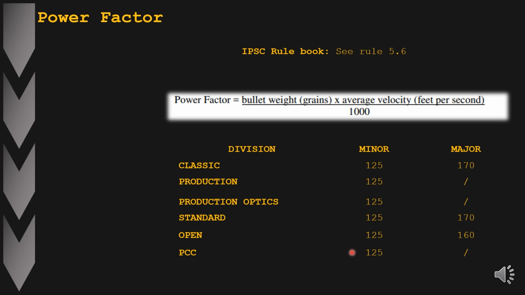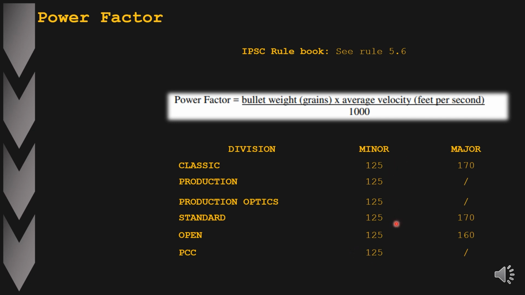Of course you can go higher, especially if the gun operates better or you feel much better with a higher power factor, but the minimum to achieve is 125. You can never go lower. If you would go lower, I explain later on what will happen to your scoring.